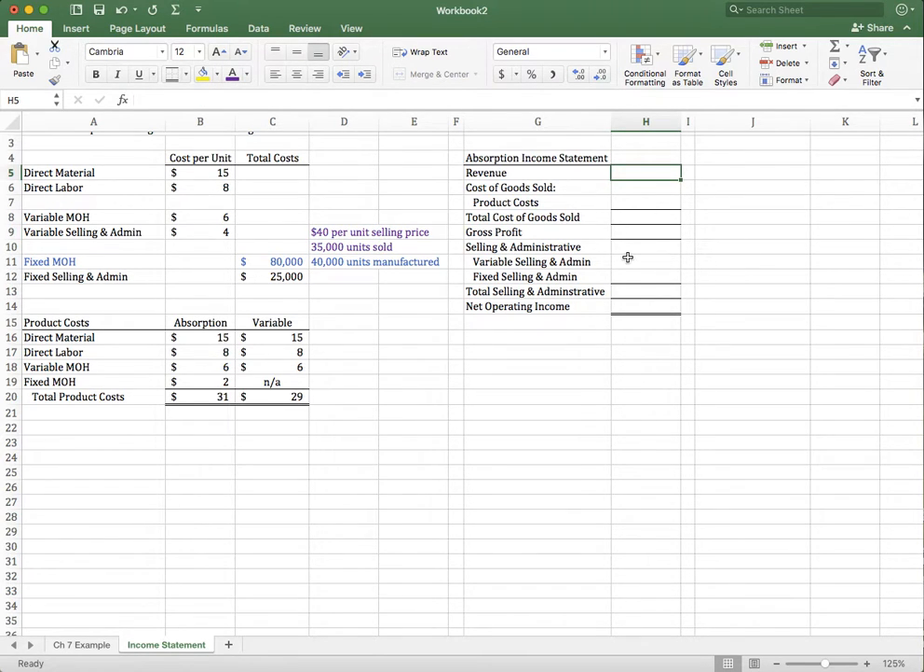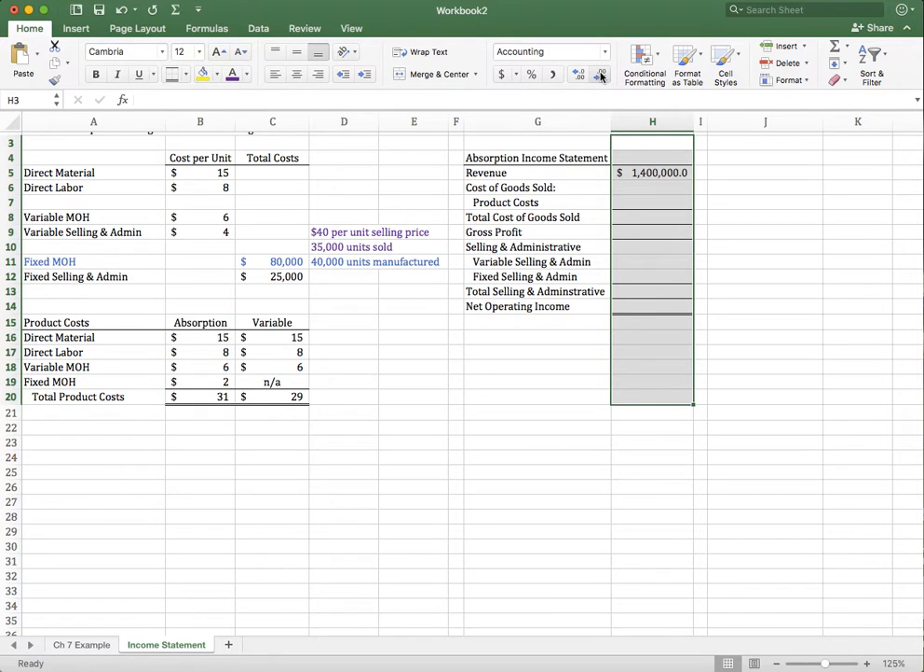Okay, so how do we calculate revenue? Well, it's going to be the 35,000 units sold multiplied by the $40 of selling price per unit. So 35,000 multiplied by the $40 per unit. And let's make certain that everything looks good. There we go, we got some dollar signs there.